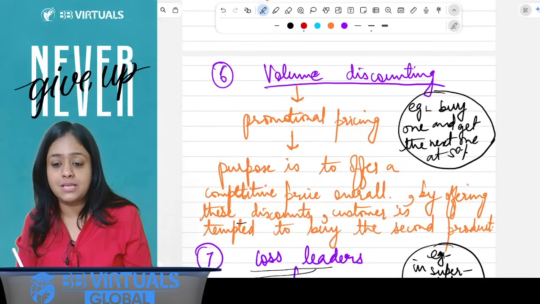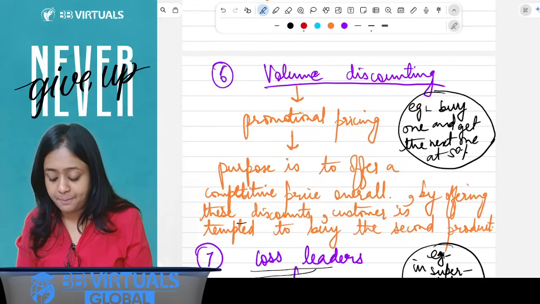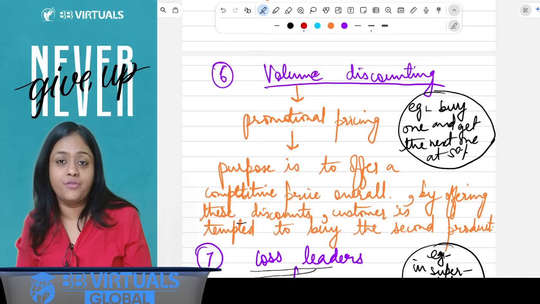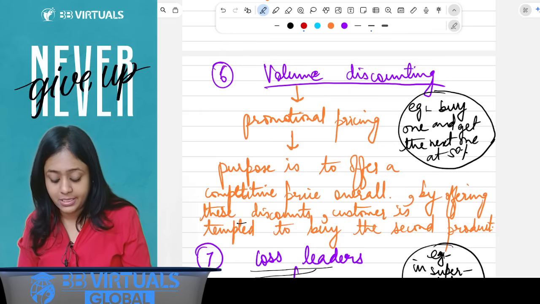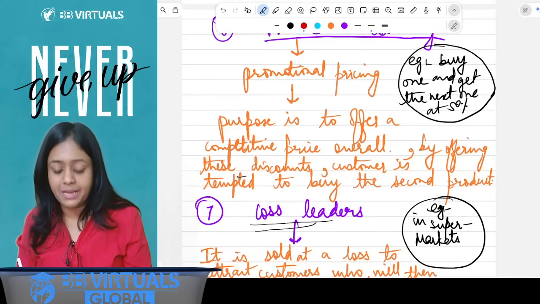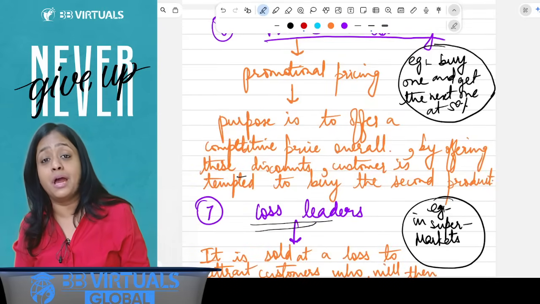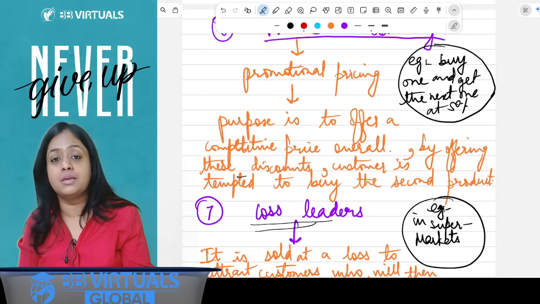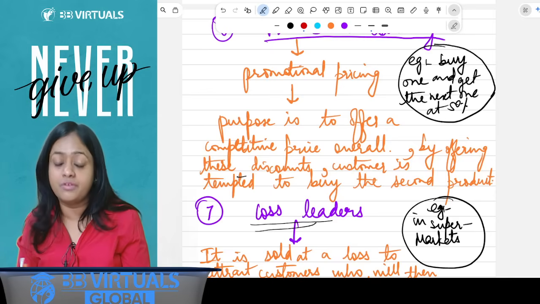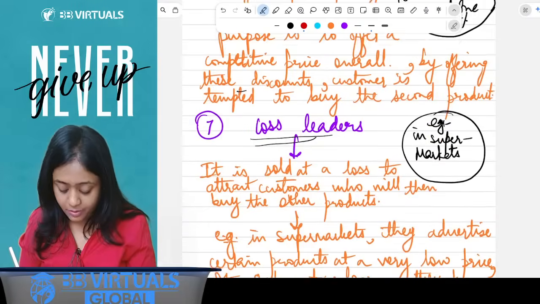Then volume discounting. Volume discounting is, for example, you buy one and get the next one at 50%. And many times it happens that you buy two and you get a loyalty discount. So this is promotional pricing. That means you prompt the person to buy more and thereby increase your sales, which eventually ends up also giving some discount, but that is not really affecting the sales and the profits at all.